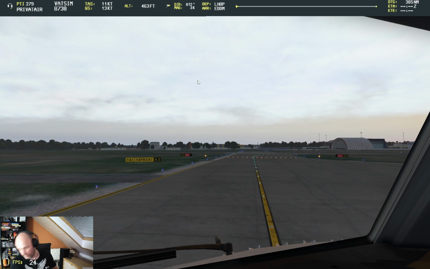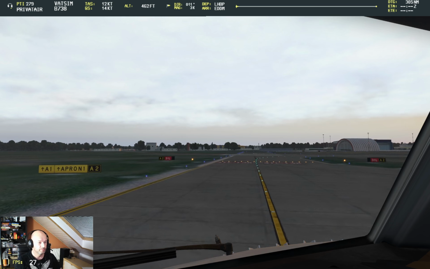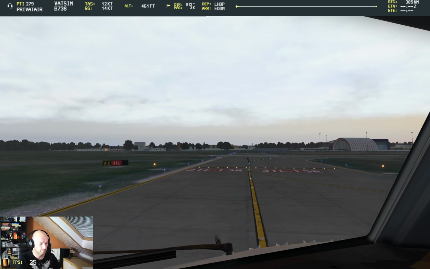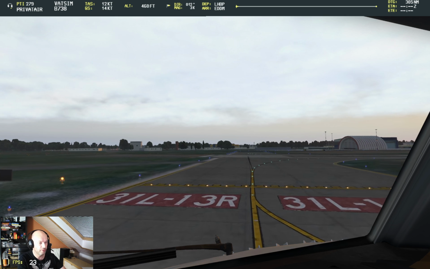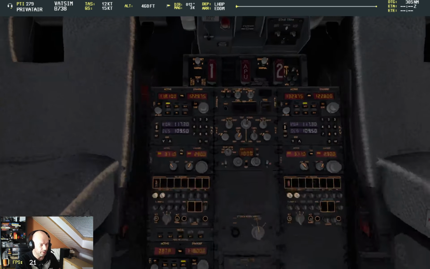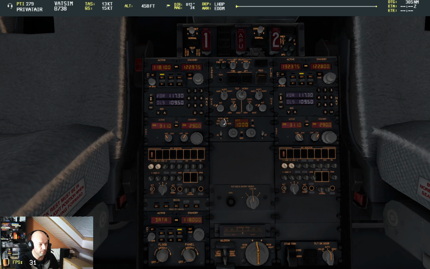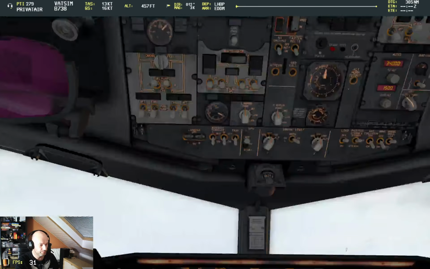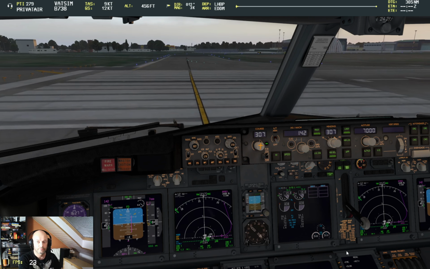Tower, good evening. Private Air 279er, 31 left, ready for departure. Private Air 279er, good evening, line up runway 31 left and wait. Line up 31 left and wait, Private Air 279er. Cool. Then transponder TA/RA, wing light on. 31 left. Trigger the departure announcement in the cabin.